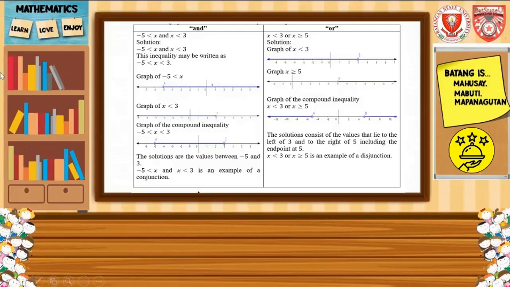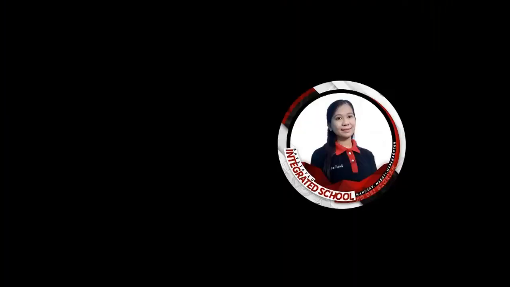So we have the interval. The interval is negative 5 and positive 3. Then we use the hollow circle because in the given inequality we have used the symbol is less than. Okay? So we're going to use the hollow circle. So the solution are the values between negative 5 and 3. So negative 5 is less than x and x is less than 3 in the given example of the conjunctions.